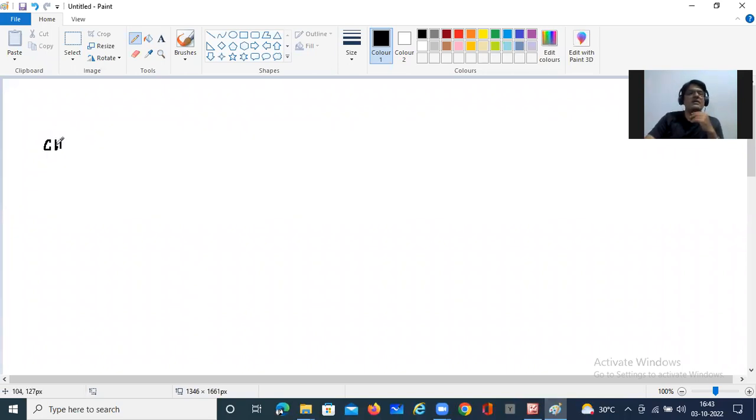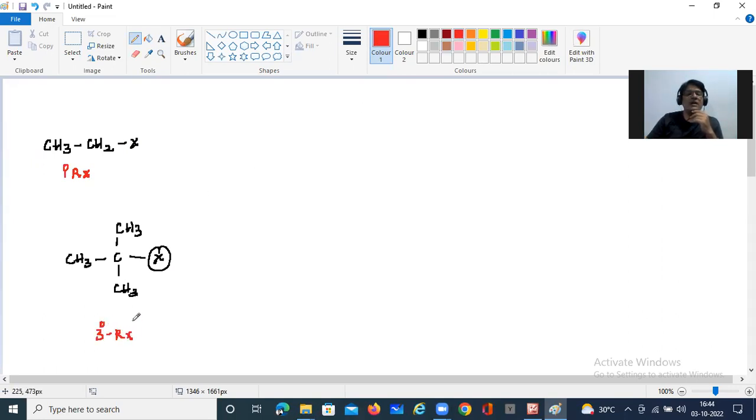Let's see, CH3, CH2, X. We know that this belongs to a primary alkyl halide. And CH3, whereas now this halogen atom is attached to what type of compound? It is the tertiary alkyl halide.